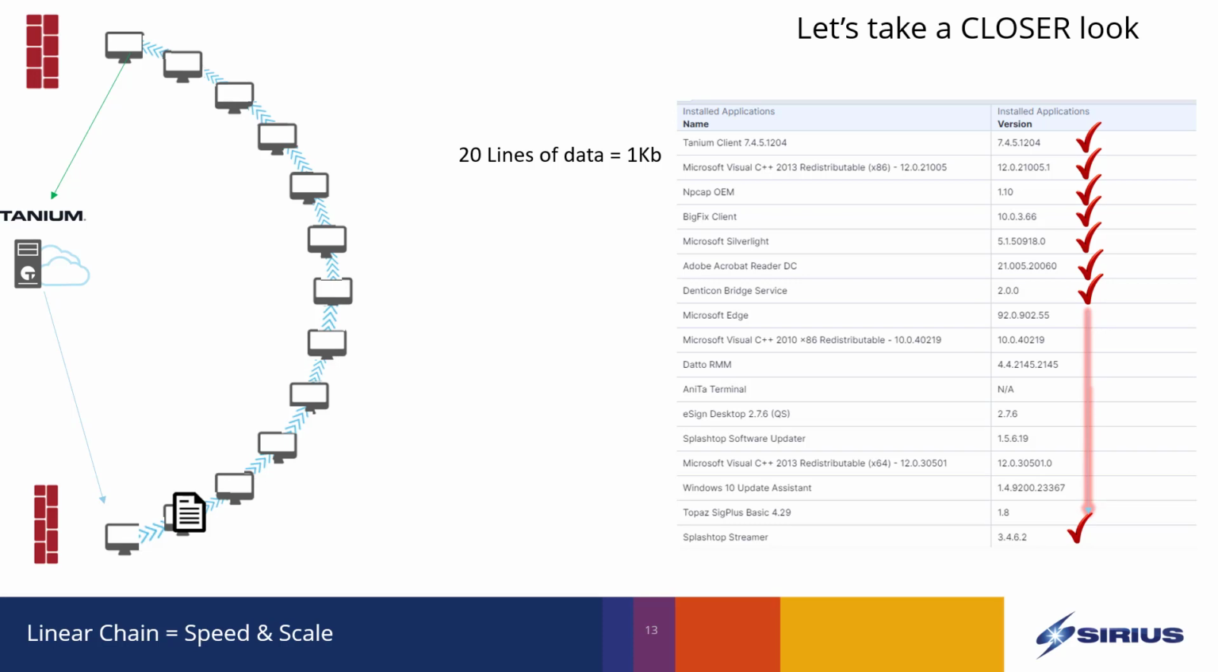So let's just say this machine happened to have some extra pieces of software, or even the same software on the machine, but a different version of it. It's going to append it to this. And that process is going to work for every single machine in the chain. And at the end of the day, that data will then be sent up to the TANIUM server at the end of that question. So what does that mean?